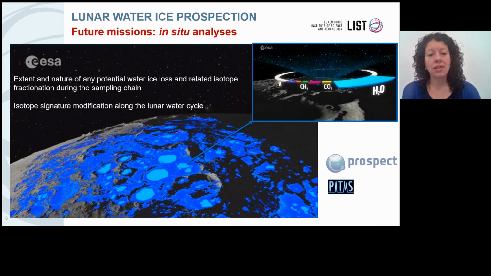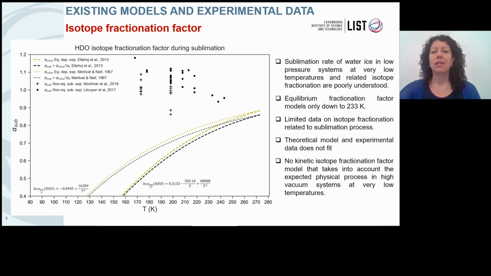And for a current interpretation of the lunar water cycle, we need to understand how this isotope signature is modified along the lunar water cycle. The sublimation rate of water ice in low pressure systems at very low temperatures and related isotope fractionation are poorly understood. There are a few equilibrium fractionation factor models done fitting data from deposition experiments that were done only down to 233 kelvins.